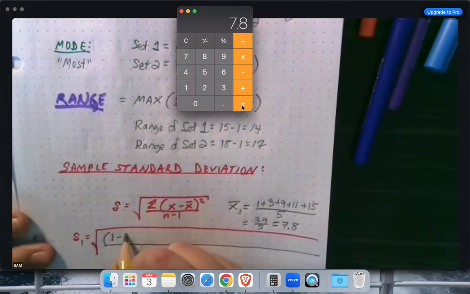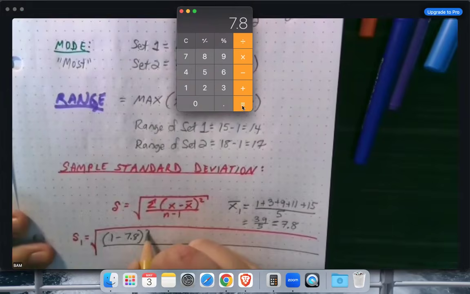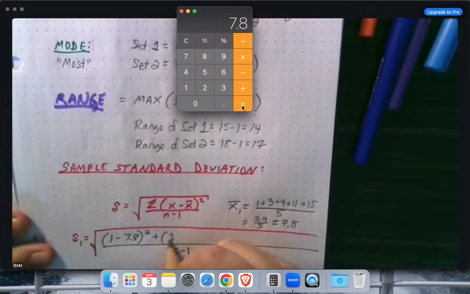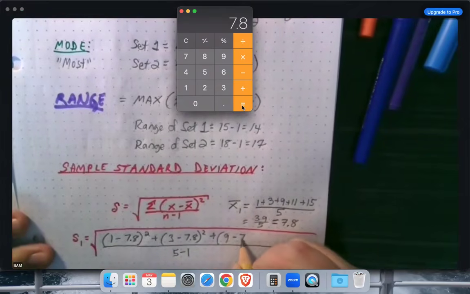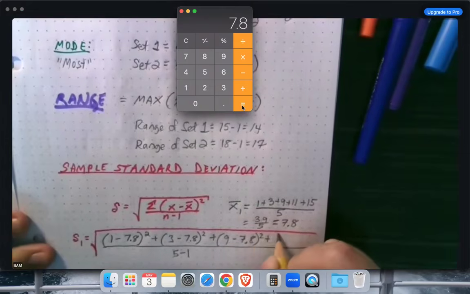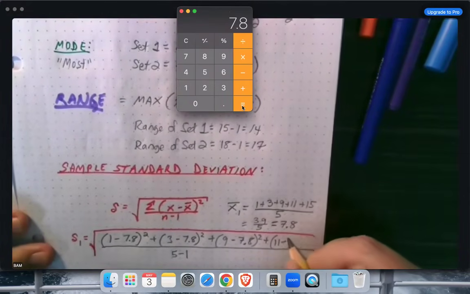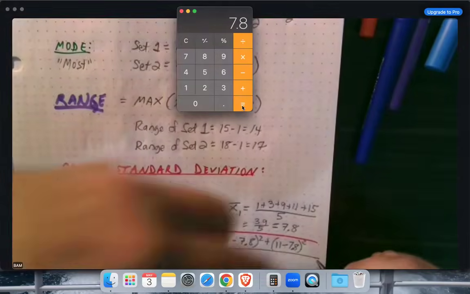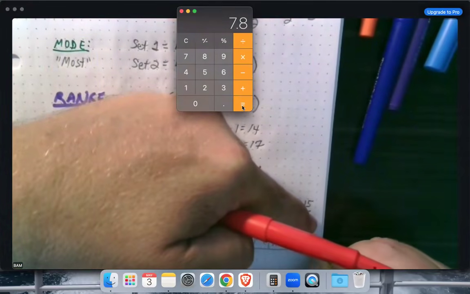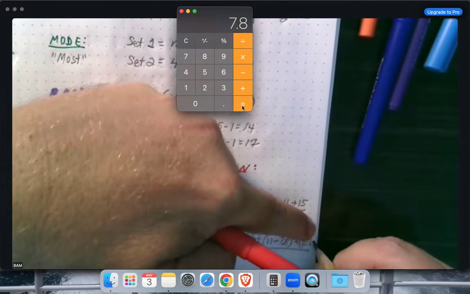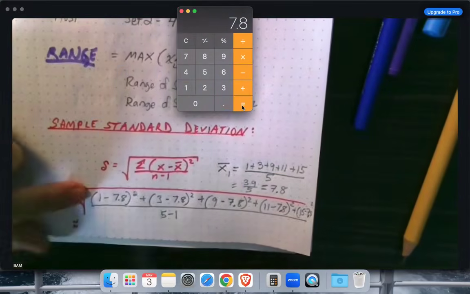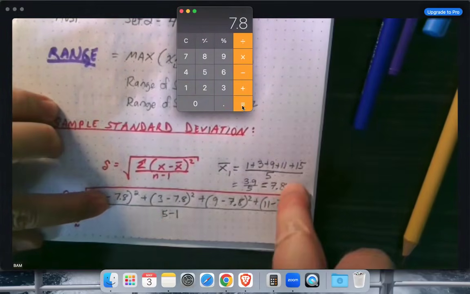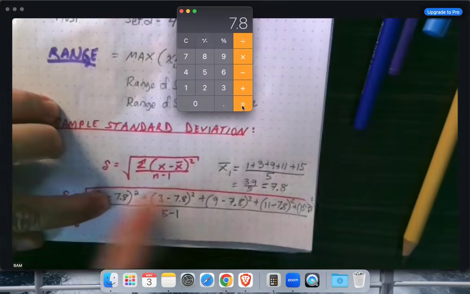So I'm going to do 1 minus 7.8 squared plus 3 minus 7.8 squared plus 9 minus 7.8 squared plus 11 minus 7.8 squared plus 15 minus 7.8 squared. That's work. Now, I didn't want to round this 7.8. I don't want to round it if I can help it right now because I'm not at the end of the problem. But it didn't matter at this point.